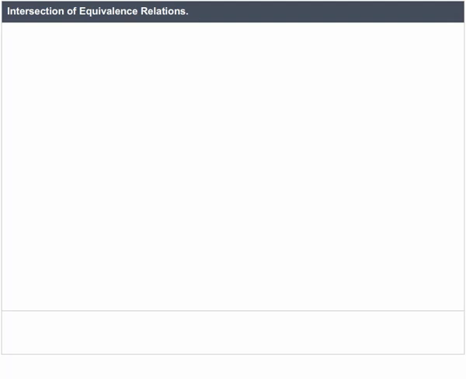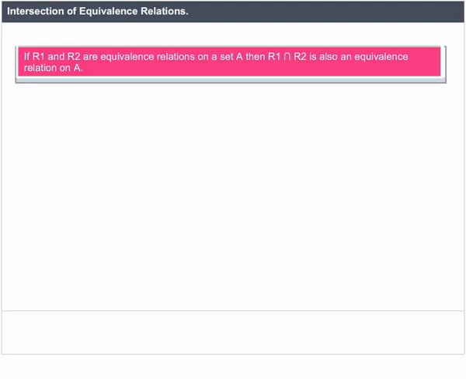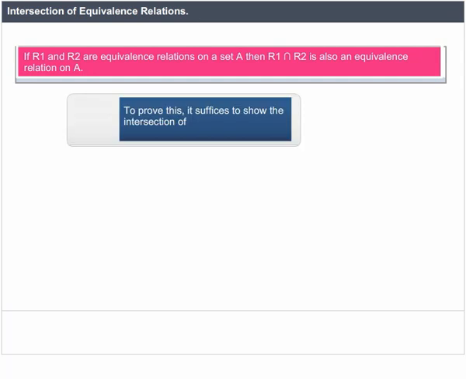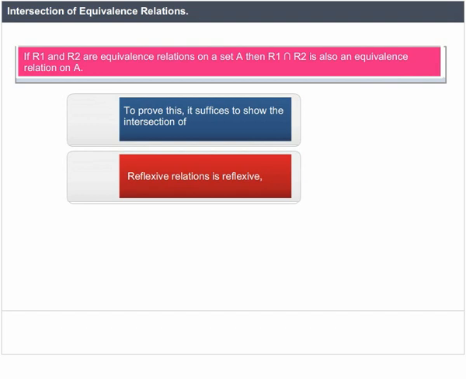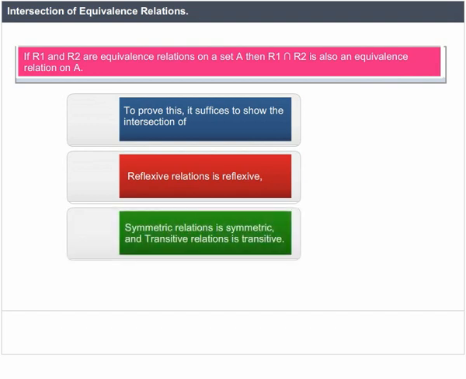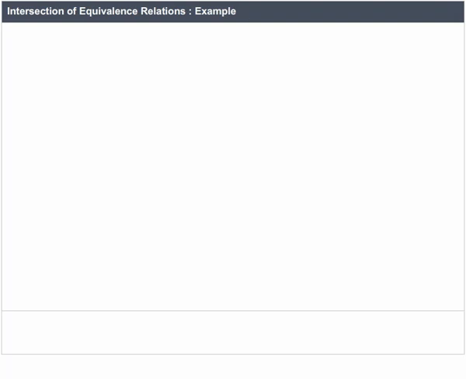Intersection of equivalence relations. If R1 and R2 are equivalence relations on a set A, then R1 intersection R2 is an equivalence relation on A. To prove this, it suffices to show the intersection of reflexive relations is reflexive, symmetric relations is symmetric, and transitive relations is transitive.